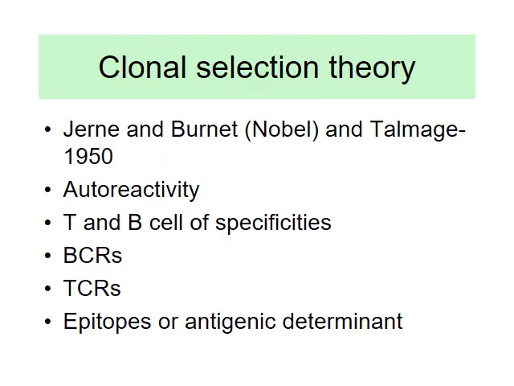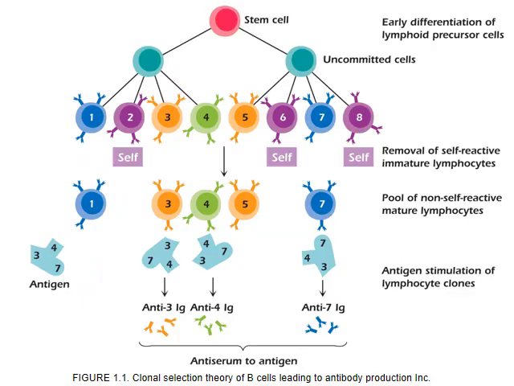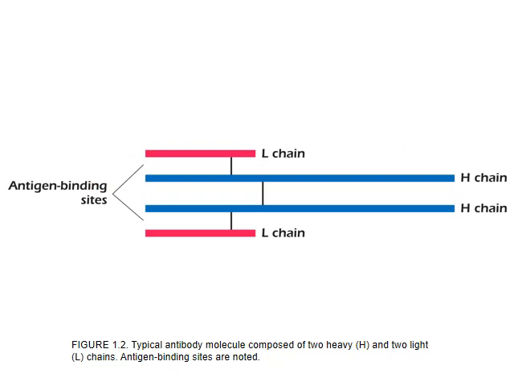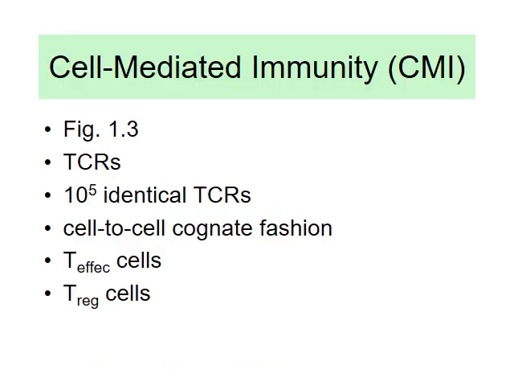I want you to know clonal selection theory. You have to read it. It's simple, not difficult. Humoral and cellular immunity. It's all there. And then pretty much this will concentrate on the first 5 objectives. Antibodies are coming later on. Cell-mediated immunity versus humoral immunity.